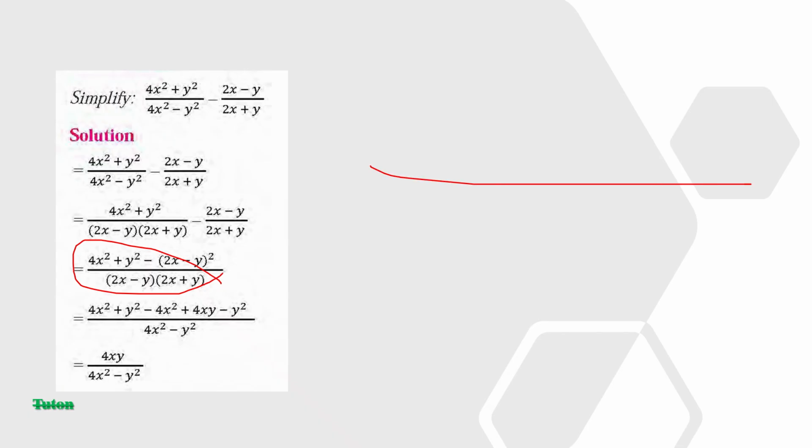Here we have taken the denominator as 2x minus y multiplied by 2x plus y. Here first we have to divide the LCM by the denominator of the first part, and then multiply it with the numerator of the first part, and then we keep the sign as it is. And then we divide the LCM by the denominator of the second part, and then multiply it with the numerator of the second part. Let me show you an example of it.